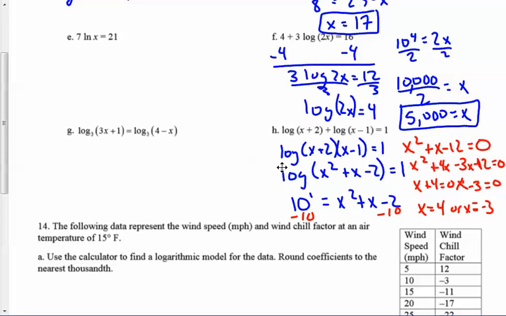Now, you have to plug those back in and make sure you're not going to get something that doesn't work. So if I put a 3 in here, I get log of 5 and log of 2. If I plug in the negative 4, I get log of negative 2 and a log of negative 5. Well, you can't take the logs of negative numbers, so my answer ends up only being x equals 3. Okay? So that's solving. Hope this video was helpful for you.